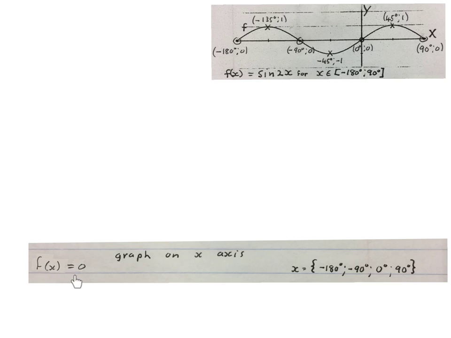They say f of x equals 0. So they're asking us, where is this graph equal to 0? This 0 means where y is 0. That's on this red line. So our answers we will find where f of x equals 0. That's on the purple dots. So it's where the graph is on the x-axis. And then these are the answers. Minus 180, minus 90, 0, and 90 are the answers in this way of writing.